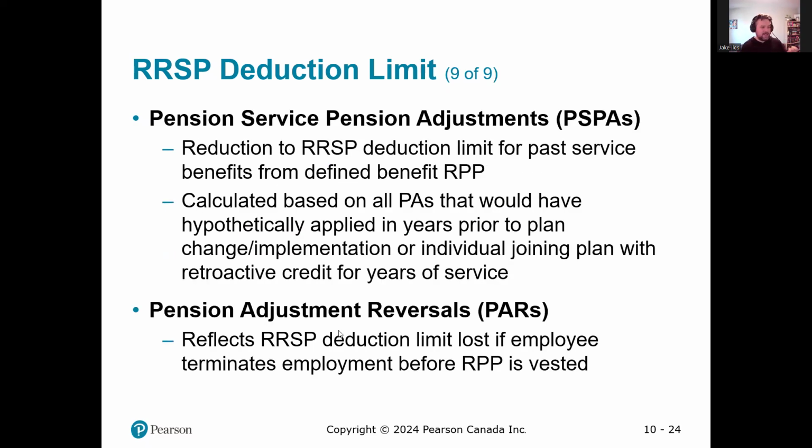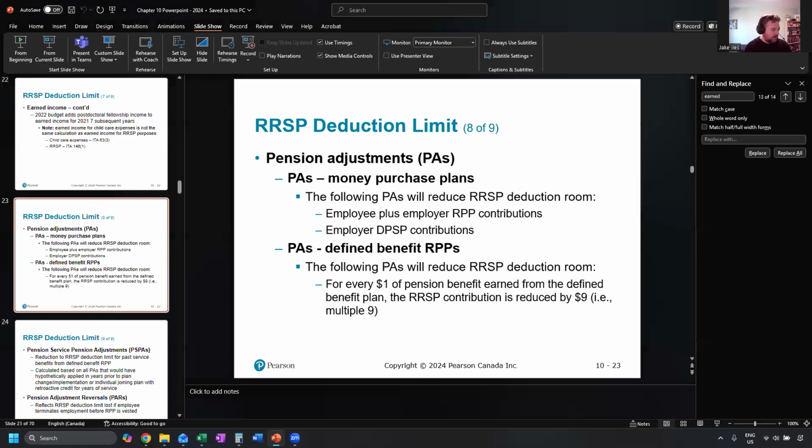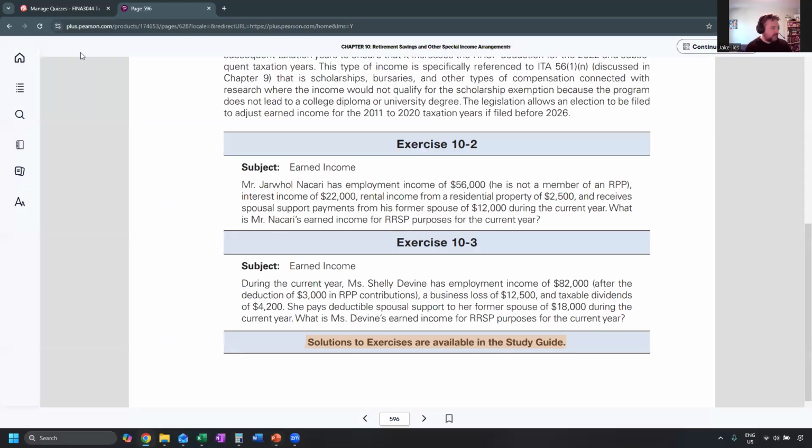I don't know if there are any questions on the pension adjustment reversal or past service pension adjustments. Pension adjustment reversal works the same way. Instead of 2%, maybe it dropped to 1.7%. So we need to add back that contribution space. I can't think off the top of my head of any questions related to this, but I do want to show you pension adjustments calculated. So let's do a couple exercises quickly before we finish up this video.